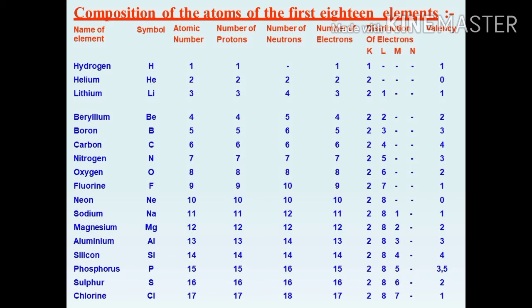Then the next one, fluorine, F, atomic number 9, proton 9, neutron 10, electron 9, distributed 2, 7. First shell contains 2, second shell contains 7. The valency is 1, because the L shell needs 8 electrons but 7 is there. One more is needed, so valency 1.